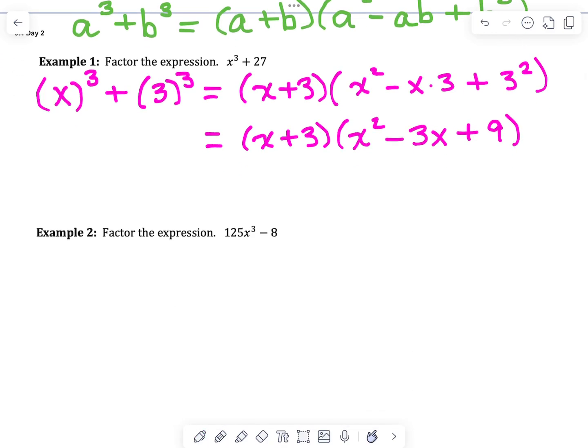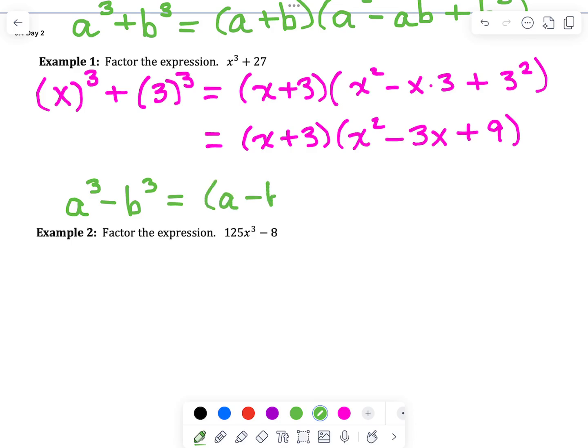Example 2. Now we have a difference of two perfect cubes. So I'm going to write the rule, a cubed minus b cubed, in factored form is going to be a minus b, quantity a squared. Now notice this will be a plus a times b plus b squared.